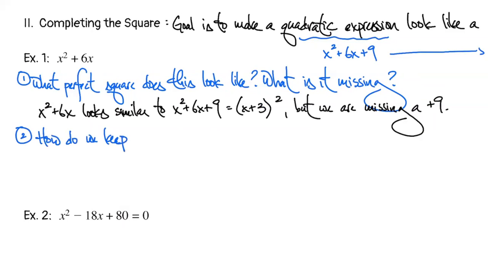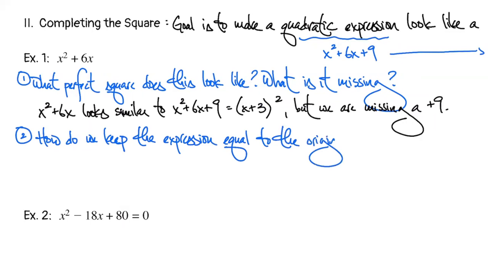So the second question I want us to ask ourselves is, how do we keep the expression equal to the original? All right, so if I write x squared plus 6x plus 9, all of a sudden I've changed my question because I had x squared plus 6x. What would I do to get back to x squared plus 6x with no 9?